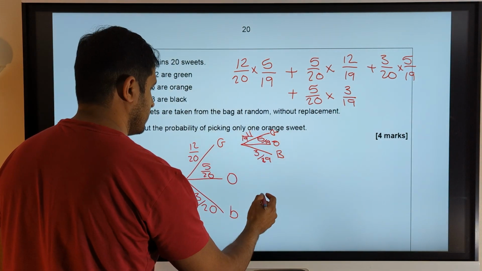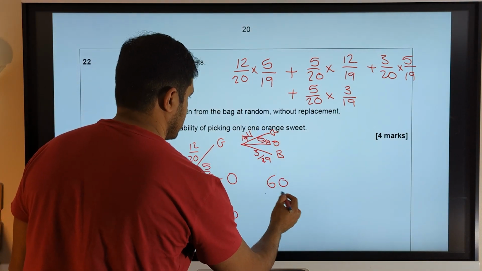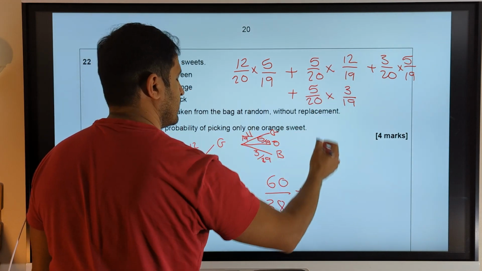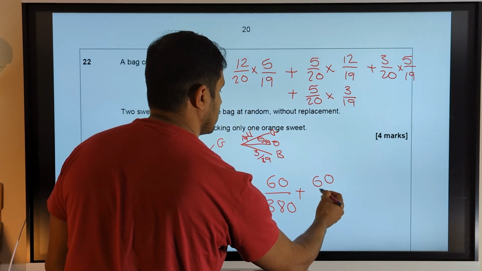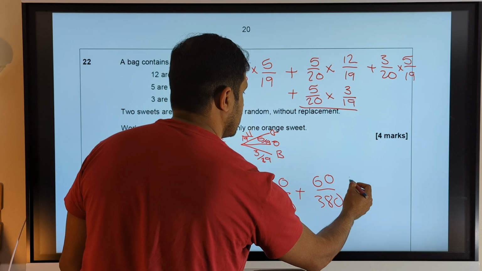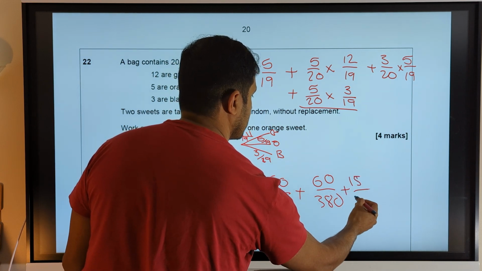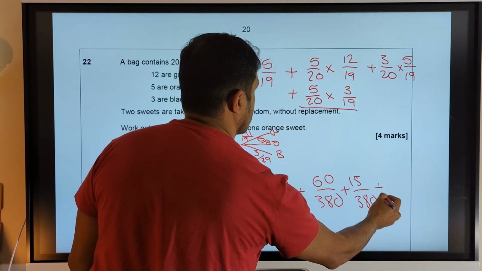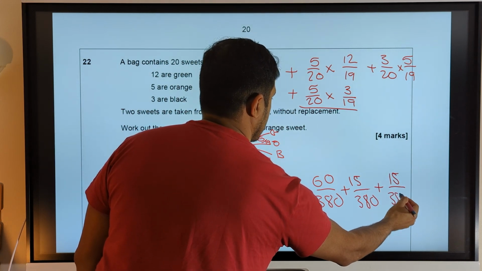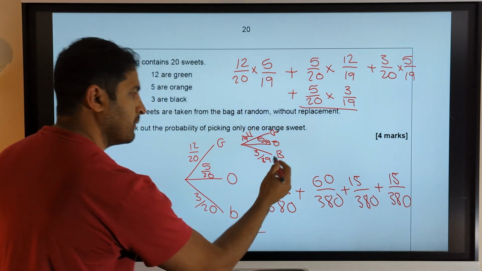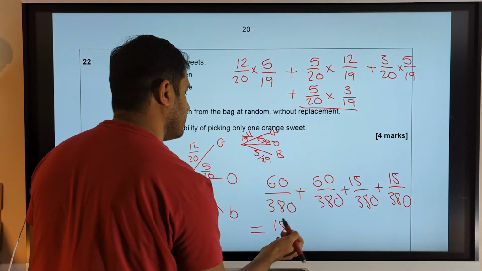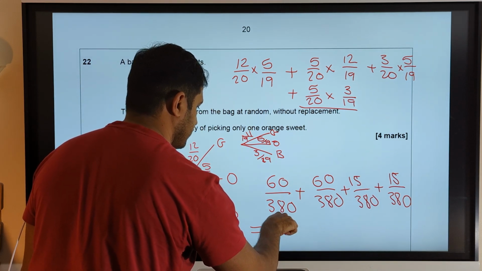So that's what you would get. We get 60 over 380, plus that one, again 60 over 380, plus this one, 15 over 380, plus that one, which is also 15 over 380. So altogether we get 60 plus 60 plus 30, not 180, 150, sorry.